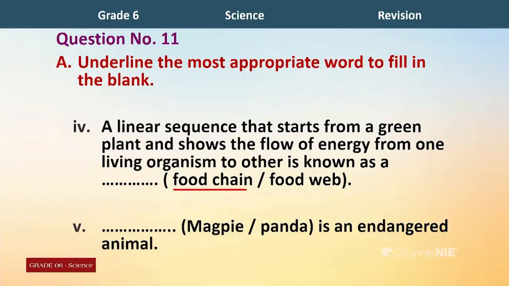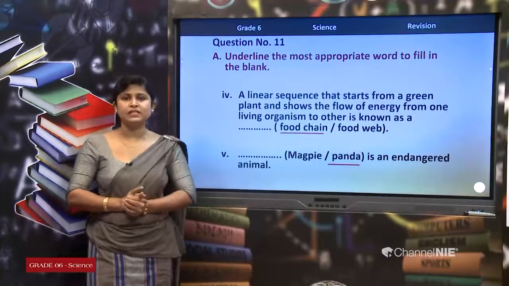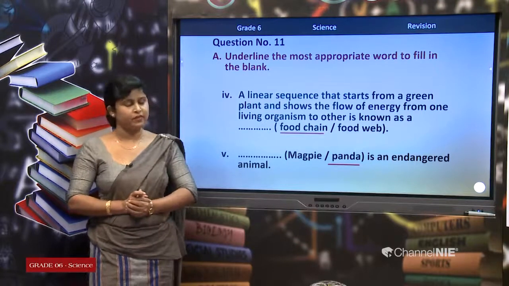Look at the last question. You are given two answers. Magpie or panda is an endangered animal. Out of the animals given here, what is the endangered animal? Panda is the endangered animal. You know, panda is living in central China, which is an endangered animal in the threat of extinction.